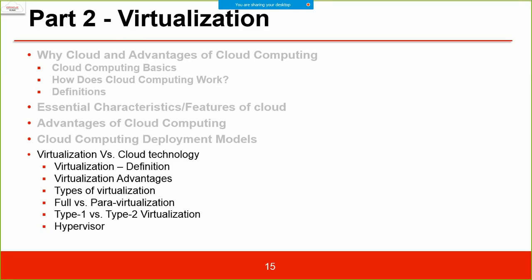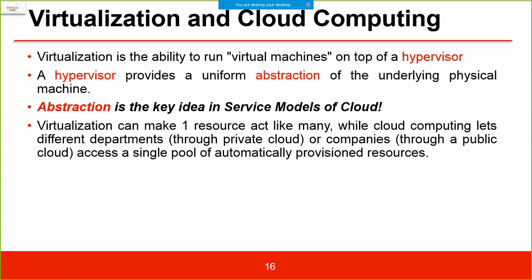So the second part is virtualization versus cloud. Virtualization definition, virtualization advantages, types of virtualization, full versus para virtualization, type 1 versus type 2 virtualization, and hypervisor. Virtualization and cloud computing: virtualization is the ability to run virtual machines on top of a hypervisor. Hypervisor is also called virtual machine manager.